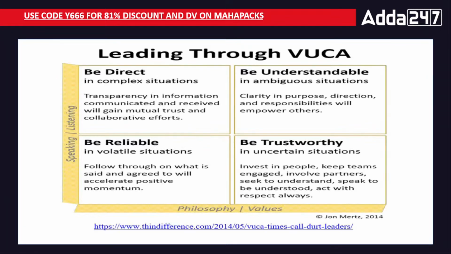So what is volatility? Volatile means there is a rapid change. Uncertainty means cause and effect is not clear to you. Then complexity is where all the factors are dependent upon each other. And then ambiguity is a lack of clarity in the purpose and direction.